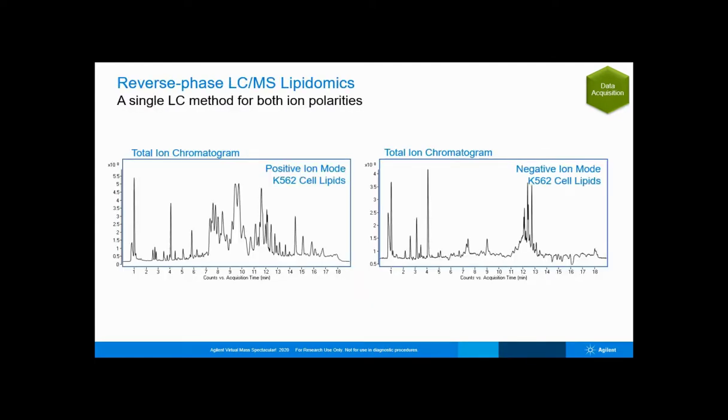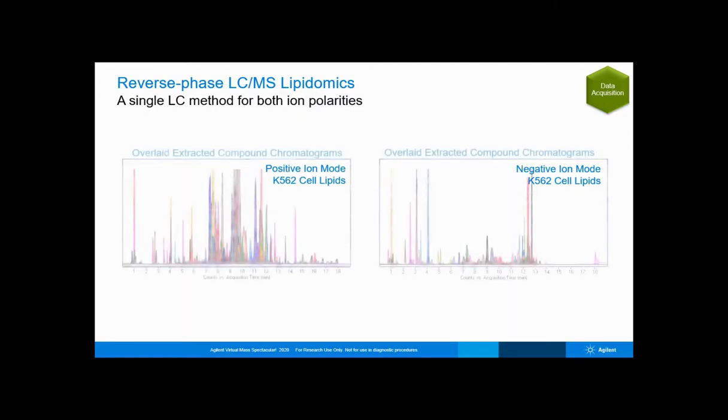For lipid data acquisition, here we have a 19-minute reverse phase chromatography method that is well suited for plasma, tissues, and cells of eukaryotic origin. Shown are typical total ion chromatograms in positive and negative ion mode for the K562 cells we use in the study. Now, given the diversity of lipids, not surprisingly, these LC-MS chromatograms are very complex.